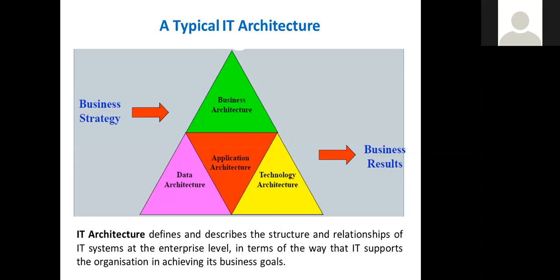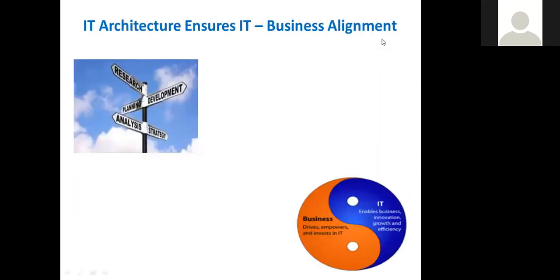A typical IT architecture: you have your business strategies and then your 4 architectures that give you the business results. IT architecture ensures IT and business alignment. I think we have dedicated a few slides on ensuring that, because most of the time this is a problem in the business environment.